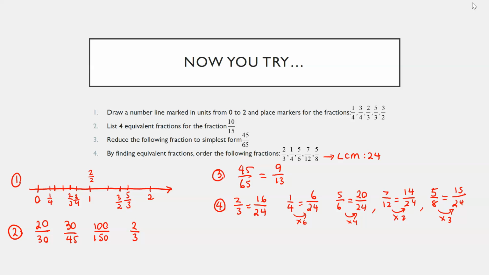Now I can look at each of them and order them. And we'll order them from smallest to largest. So my smallest would be 6 over 24. So that means a quarter is my smallest. Next, I would have 7 out of 12, since that's 14 over 24. Next, I would have 5 over 8, which is equivalent to 15 over 24. And then 2/3, which is equivalent to 16 over 24. And then lastly, 5/6, which is equivalent to 20 over 24.